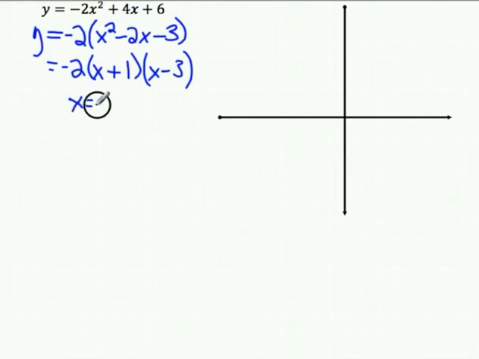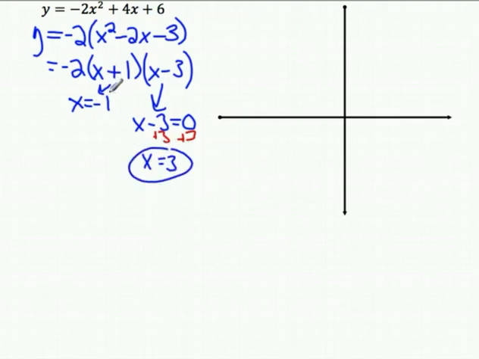x equals negative 1 if we set it to 0. This one, if we set it to 0, you know what? I'm just going to do it this time, just to make sure I don't make a mistake. Then I'm going to add 3 to both sides. If I'm going too slow for you on that, I'm sorry, but it's nice to see that a few times at least. So we have these two zeros, 3 right there, and negative 1 right there.